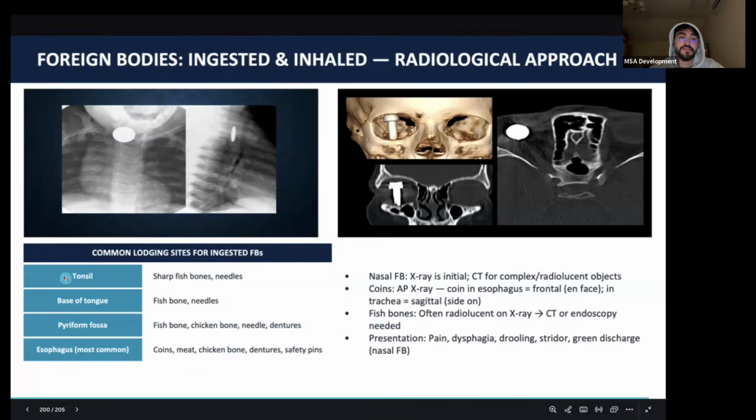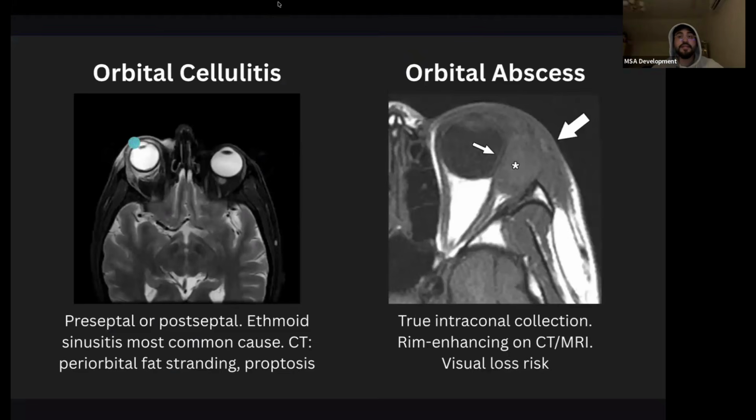Okay, so in the tonsils and at the base of the tongue, needles are going to be lodged. Probably needles, fish bone as well. In the piriform fossa: bones, needles, and dentures. But within the esophagus, which is the most common, you'll have coins, food, safety pins, all right? However, the takeaway is that they're going to look like this, and you do an X-ray, okay?